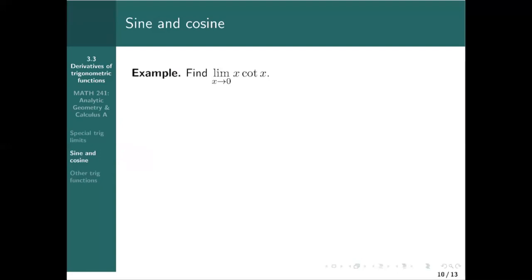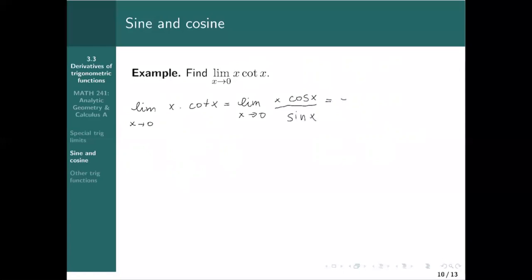Let's take a look at one more example to use the special trigonometric limit. So, limit as x goes to 0 of x times cotangent of x. I'm going to replace cotangent of x by cosine of x over sine of x, because cotangent is the inverse of tangent.